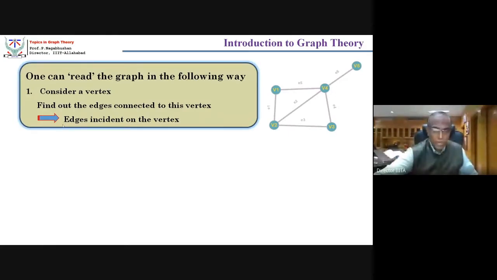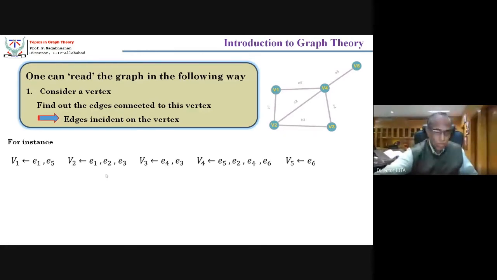So, in other words, technically, find out the edges incident on that vertex. On V4, E5, E2, E4, and E6 are incident. For instance, V1 has the incidences of E1 and E5. V2 has E1, E2, E3 incident upon it. E4 and E3 are incident upon V3. E5, E2, E4, E6 are incident upon V4. And on V5, only E6 is incident.